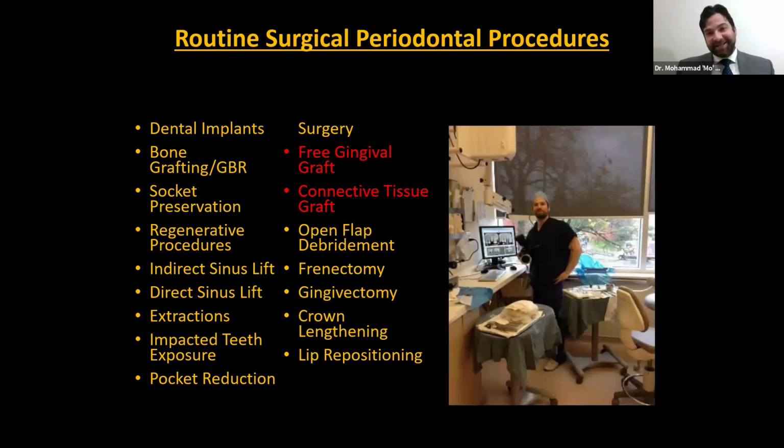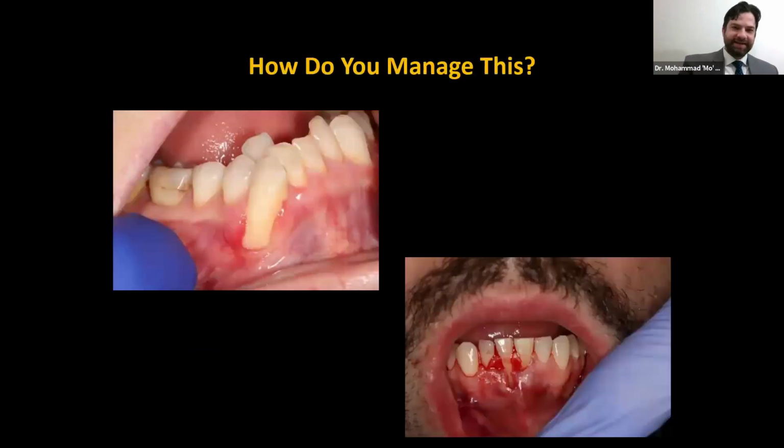What you're looking at is a list of commonly performed periodontal procedures. This is what we routinely do in our daily lives as periodontists in North America. The procedures highlighted in red are what is defined as periodontal plastic surgery, known as the free gingival graft or the connective tissue graft. Now, with this background, let's get back to our dilemma. How are we going to fix these situations?